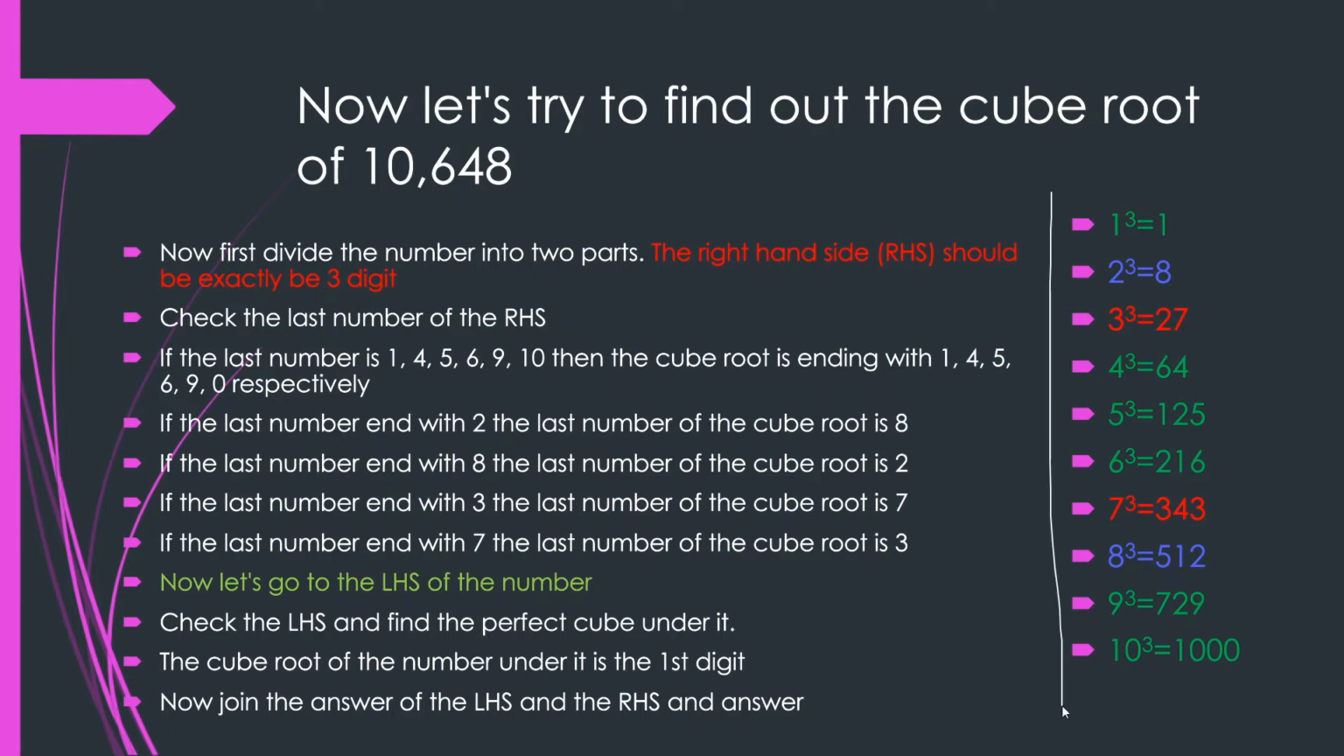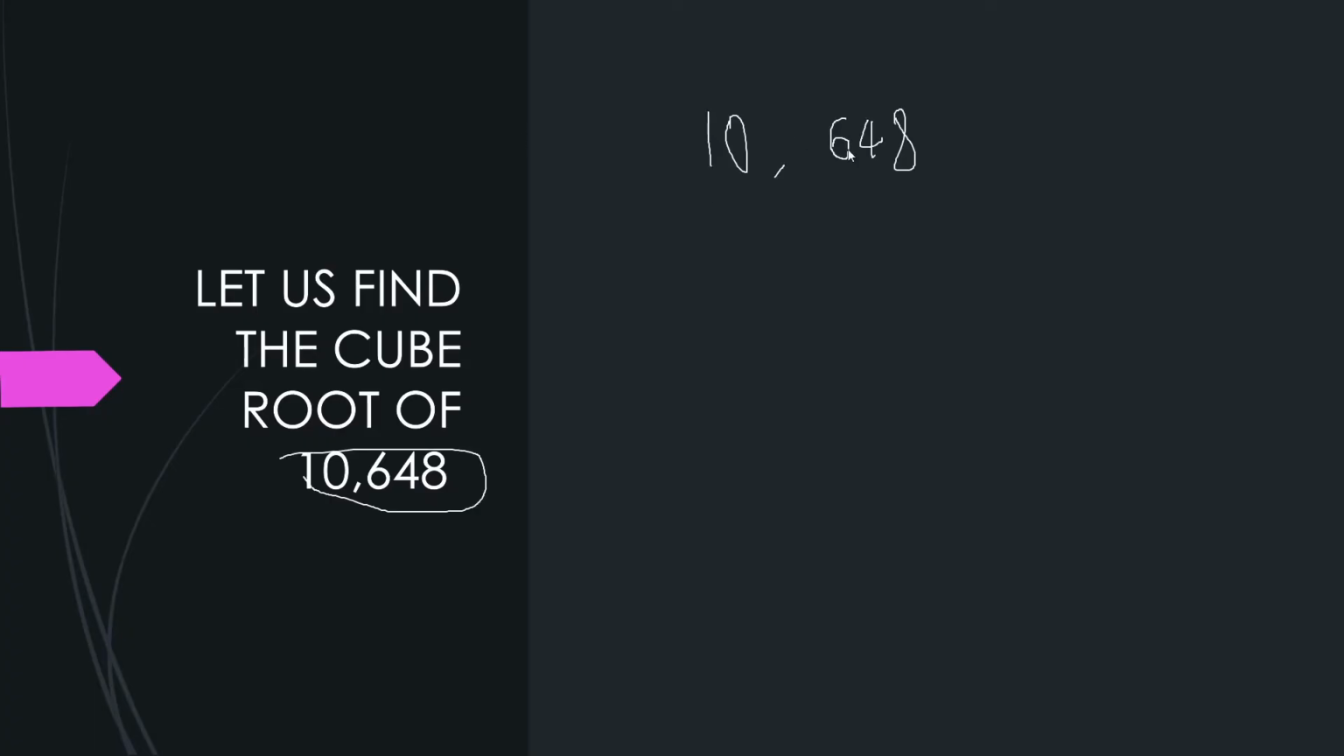I have written the cubes over here. Now let's see. First, divide the number into 2 parts. The right hand side, the RHS, should be exactly 3 digits. So now let's go back. This is what we have done. This should be 3 digits, 1 2 3, so I'll divide it like that.